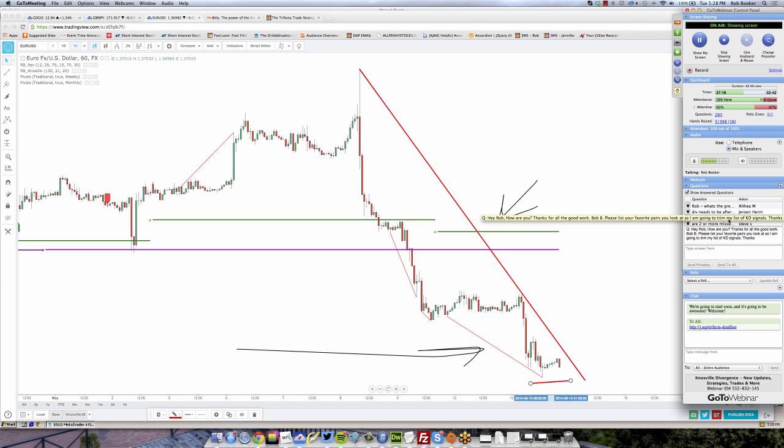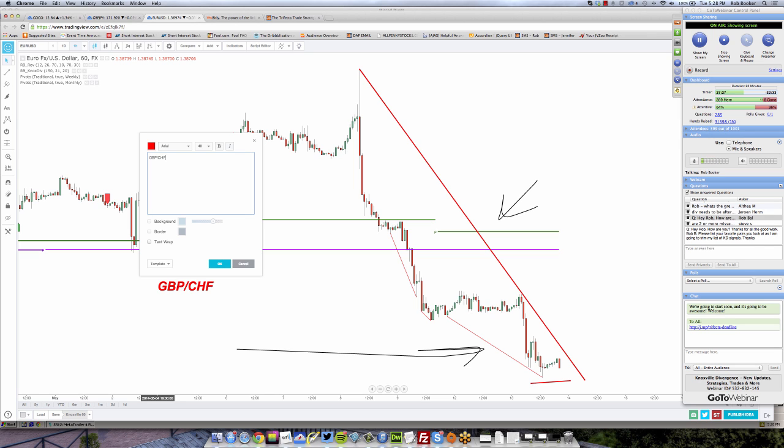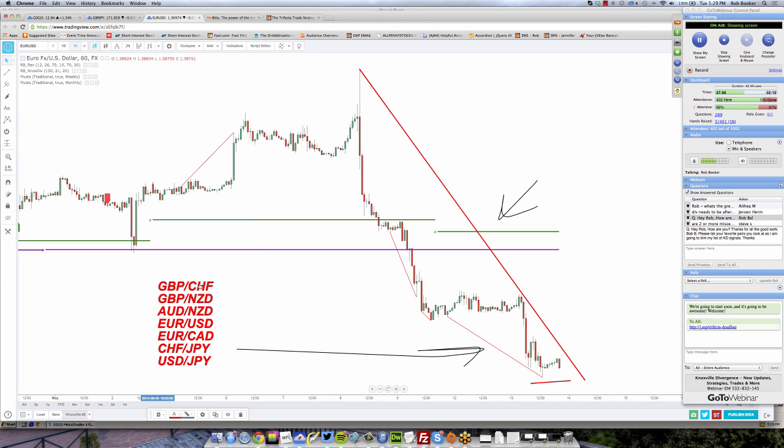Please list your favorite pairs you look at as I'm going to trim my list of pairs I trade. All right, so here's my favorite currency pairs to trade this methodology. Pound Swiss is wonderful. Pound New Zealand is wonderful. Australian New Zealand is wonderful. The euro dollar is acceptable and okay. The euro Canadian is good. The Swiss yen is nice. And then dollar yen is nice as well. Those are all good pairs. I'll leave that up for a moment so that you can see those favorites.